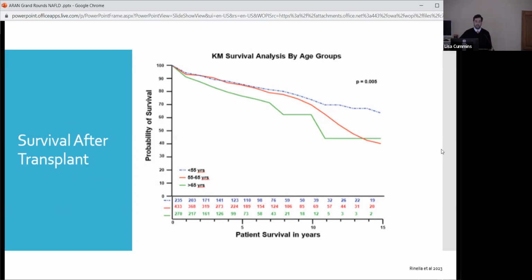Here's a simple graph showing survival probability based on age. The blue line is getting a transplant at less than 55 years old. The red line is getting a transplant between 55 and 65, and the green line is transplant after 65. You can see down at the x-axis in years, the sooner you get that liver, the better your chances of survival. That's another reason you should have a close eye on these patients. And another reason, when they get to be high risk, you might want to set them up with a gastroenterologist or a hepatologist so you can get them in the pipeline for a liver should they need it moving forward.